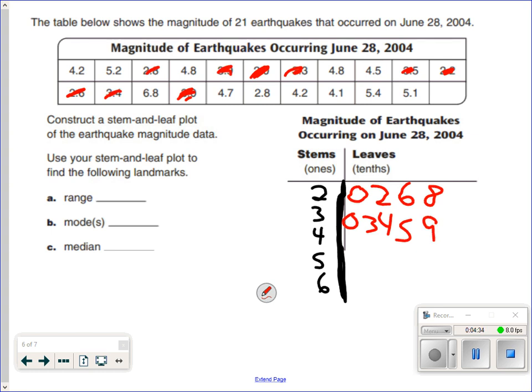Any 4.0s? Did I miss a 2.8? I think I did. Now I see that 2.8. I did miss a 2.8. So I'm going to add a 2.8 to this number. See, that's why you go back and check.